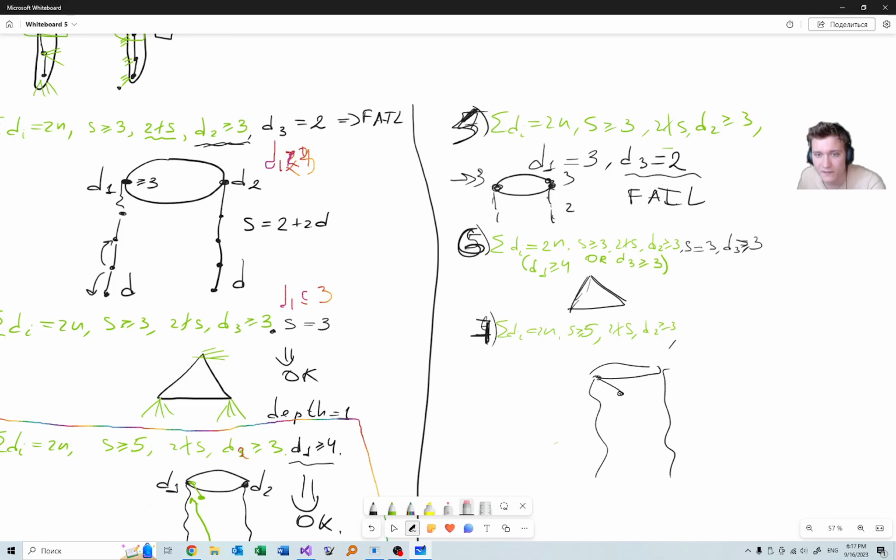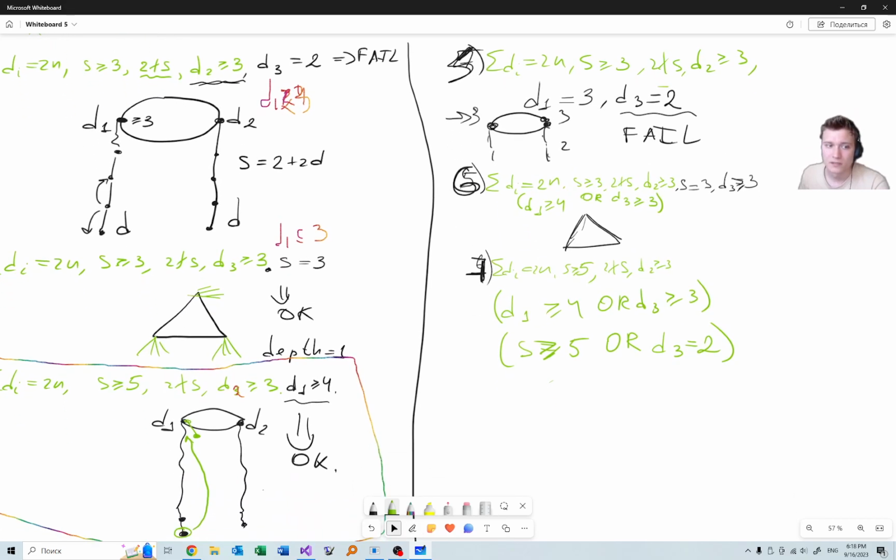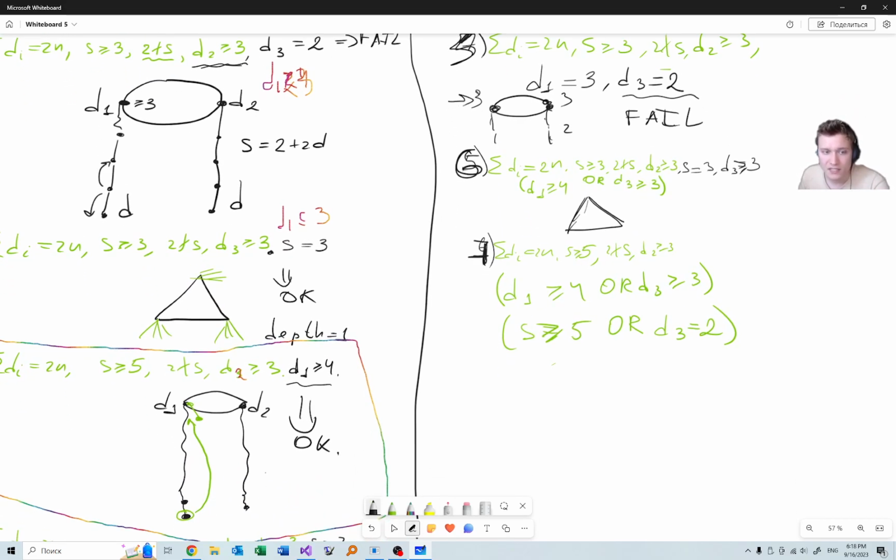Okay, here we have something more terrible. We have two conditions. First of all, D1 is at least 4, or D3 is at least 3. And the second thing is S is at least 5, or D3 equals 2. And here I say that I need that S is at least 5 and D1 is at least 4. In this case, I can make the jellyfish.